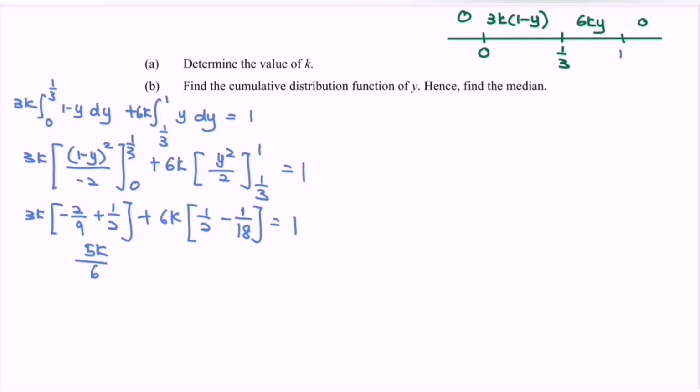So we will have plus 8k over 3 equals 1. So 8 over 3 plus 5 over 6, so we will have 7k over 2 equals 1. k will be equal to 2 over 7. So that is the value of k.